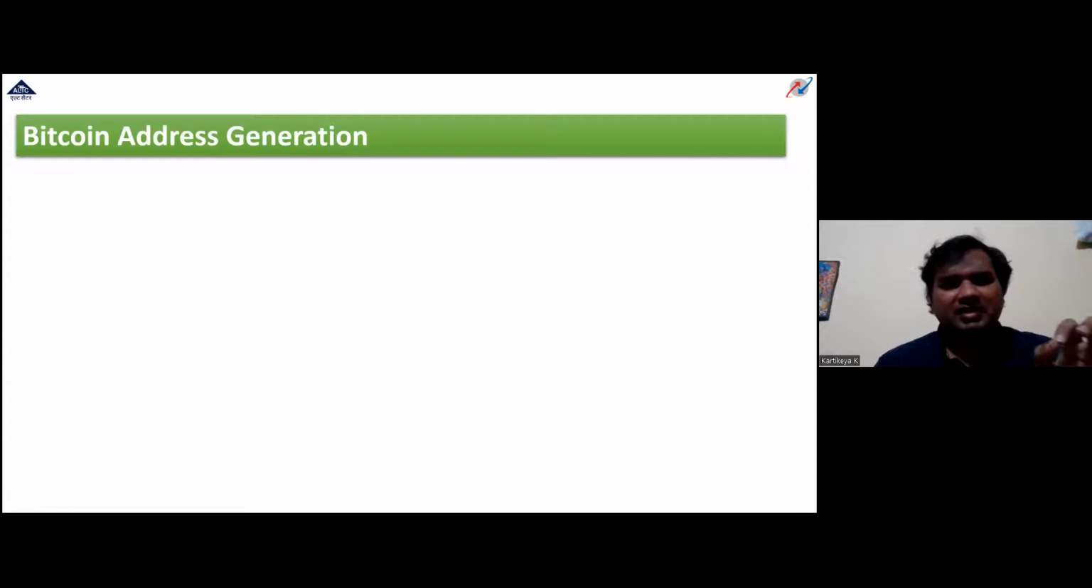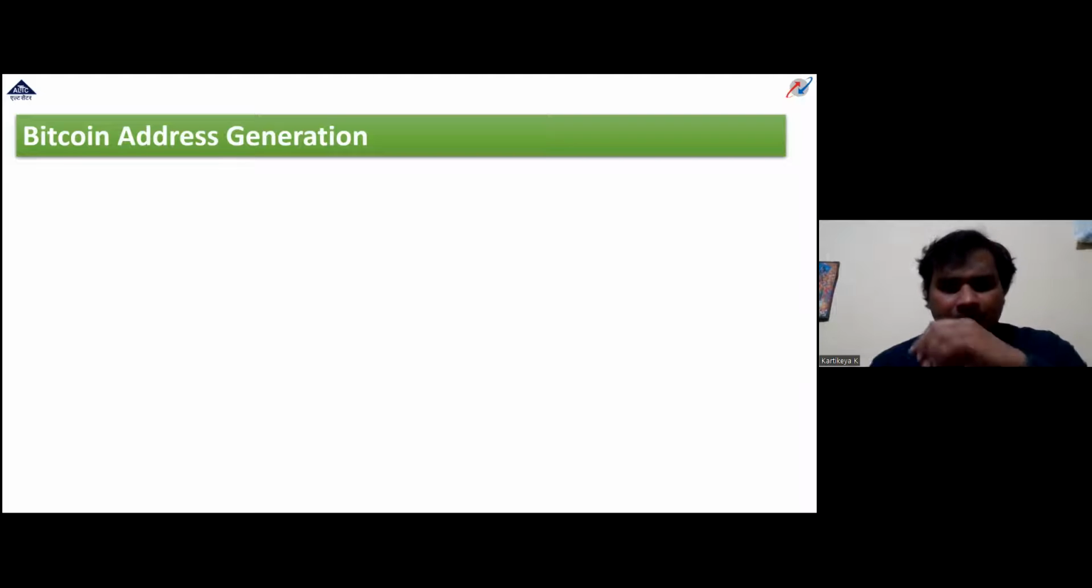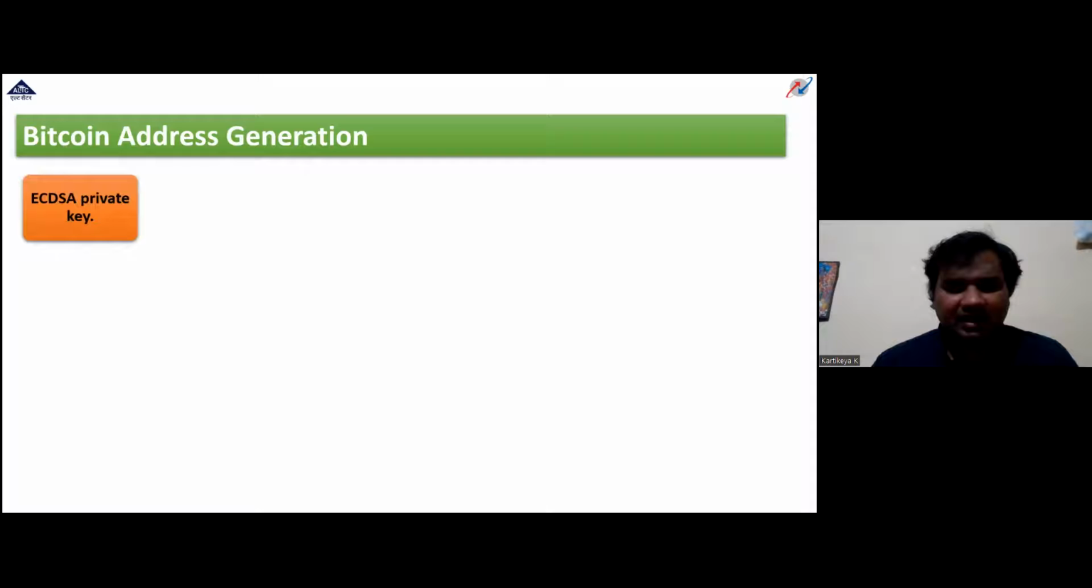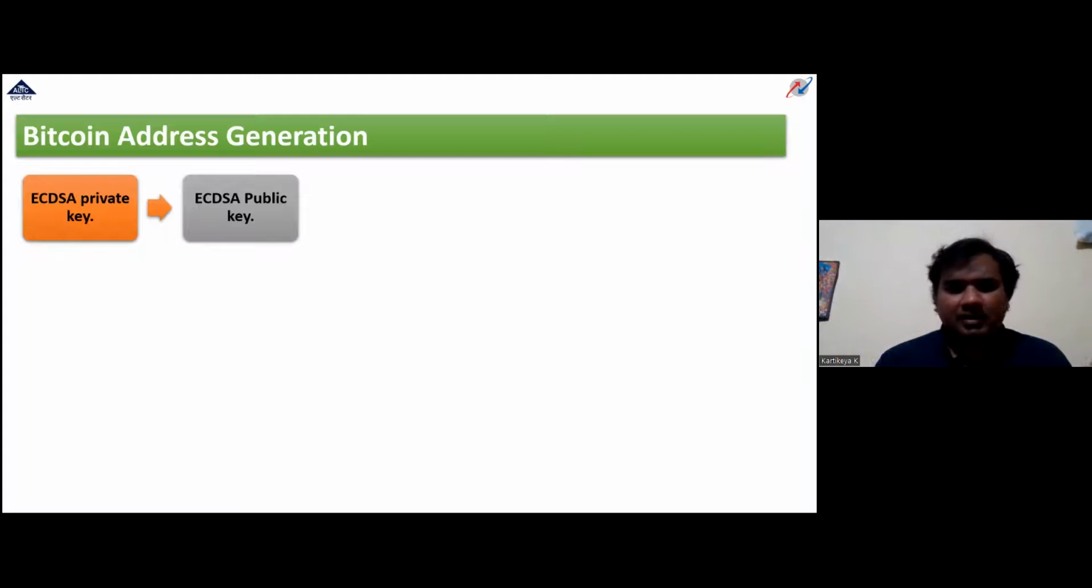How is a Bitcoin address generated? We shall see now. We have covered private keys, public keys, base 58 encoding and addresses, right? Now we shall see how a Bitcoin address is generated. In the first step, we have a randomly generated ECDSA private key. Then the public key is derived from the private key. Earlier we saw that in asymmetric encryption, using a private key, we generate a public key.